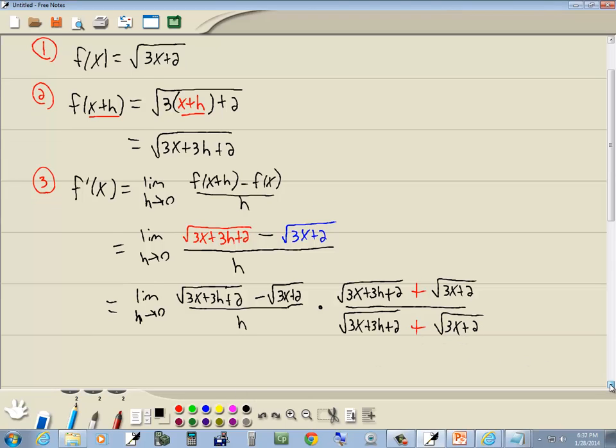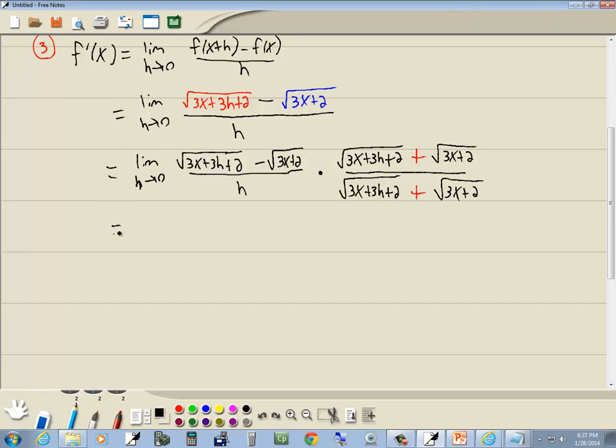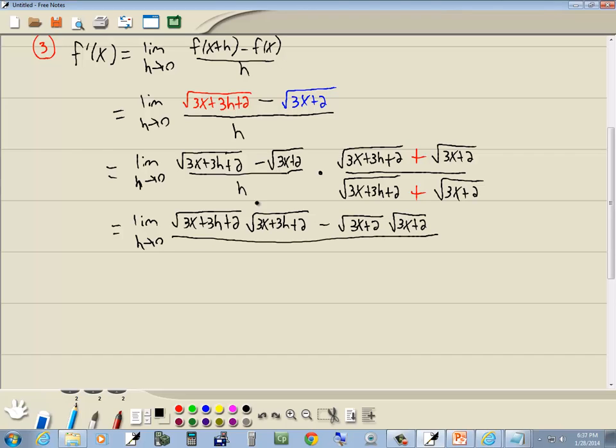Okay. Well, up on top, the nice part about multiplying conjugates together is all you have to do is multiply your first parts together and your last parts. So we've got square root of 3x plus 3h plus 2 times the square root of 3x plus 3h plus 2, minus square root of 3x plus 2 times the square root of 3x plus 2. Now the bottom part we won't actually multiply through, we'll just put them next to each other. So I got h times square root of 3x plus 3h plus 2 plus square root of 3x plus 2.